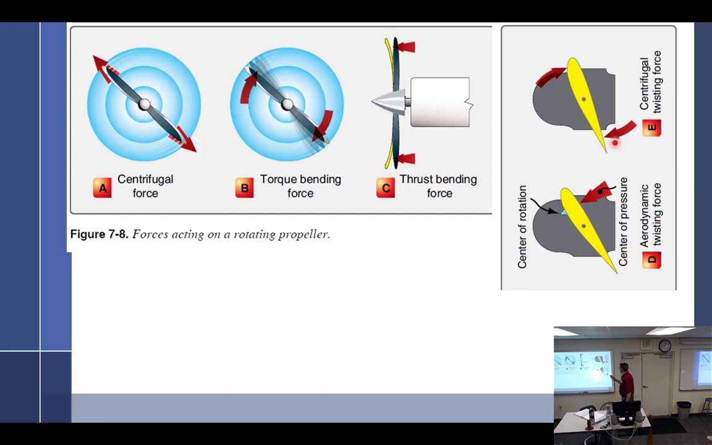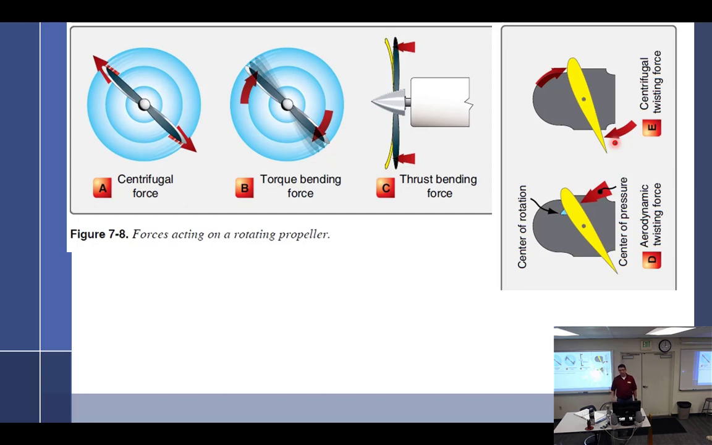Feather is when you go aerodynamic all the way that way. That's the highest of high pitch, right? So I'll say towards feather. I can say high blade angle towards feather, low blade angle towards flat or zero. So flat, feather.